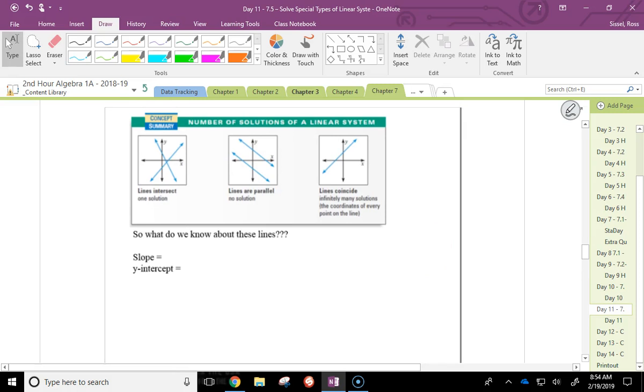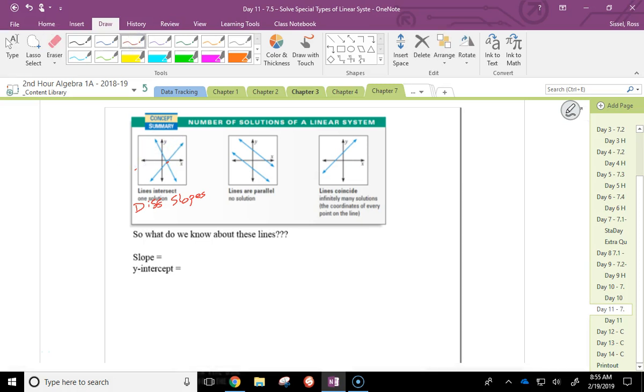These have to have different slopes. So when we have lines intersect, we have different slopes. Can we have the same y-intercept? Yeah, because that might be where they cross. The y-intercept might be different. They might cross somewhere else. Here, they had different y-intercepts, so they crossed here. If the lines would have crossed here, they would have had the same y-intercept.